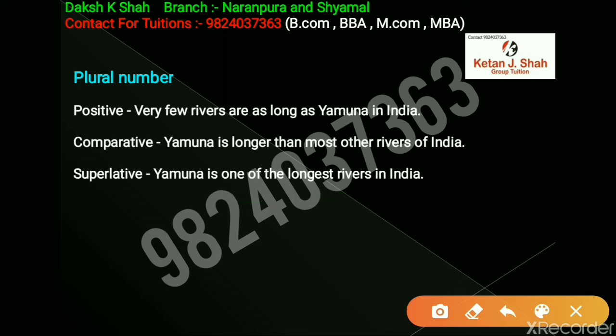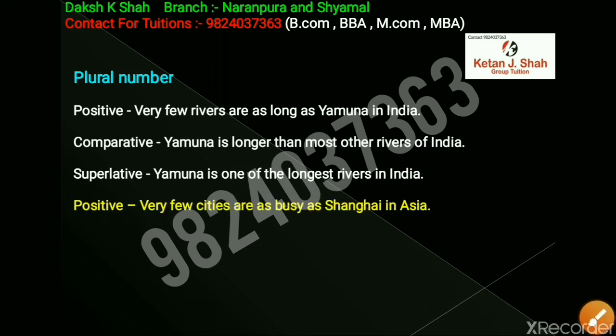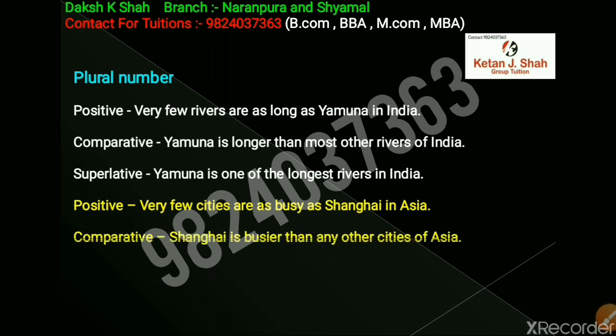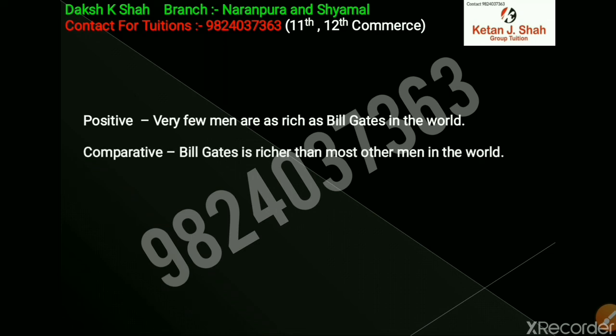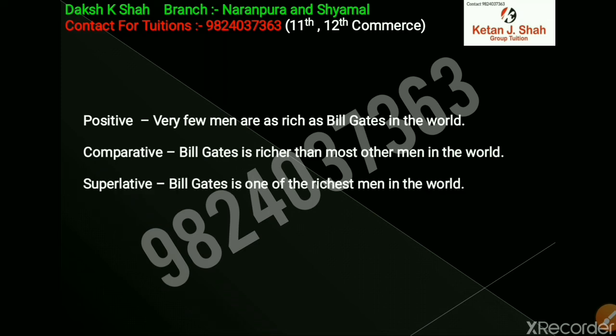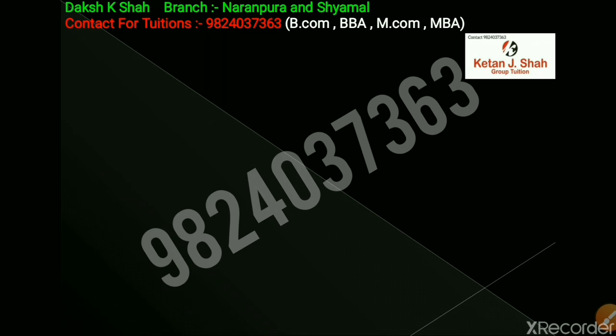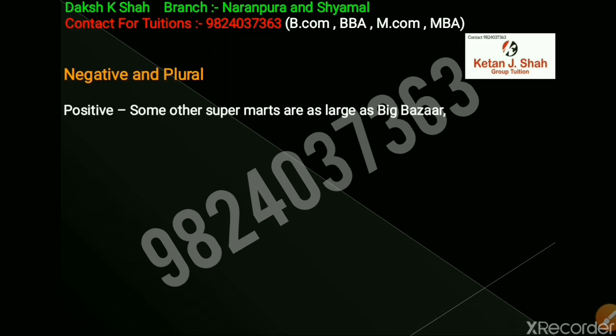This is the formation. Second example, very few cities are as busy as Shanghai in Asia. Shanghai is busier than any other cities of Asia. Shanghai is one of the busiest cities in Asia. Third example, very few men are as rich as Bill Gates in the world. Bill Gates is richer than most other men in the world. Bill Gates is one of the richest men in the world. Now the negative and plural sentences.